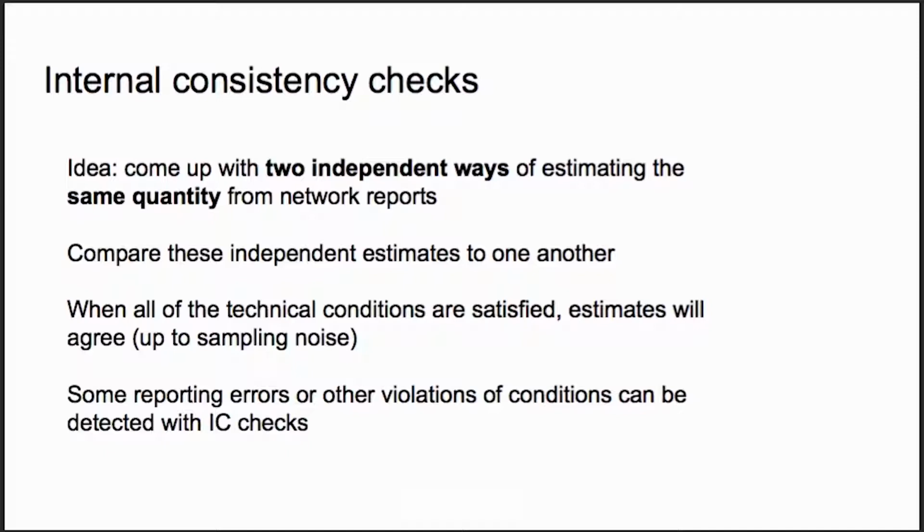And so to do this, we're going to come up with what I call internal consistency checks. The idea here is to come up with two independent ways of estimating the same quantity from these network reports, and then to compare these two different ways of estimating the quantity to one another. If all of the technical conditions that the estimate relies upon are satisfied, we'd expect these two independent estimates to agree up to some sampling noise. And when the conditions aren't satisfied, then we should be able to detect that with these internal consistency checks. And we'll see that sometimes they are and sometimes they aren't.